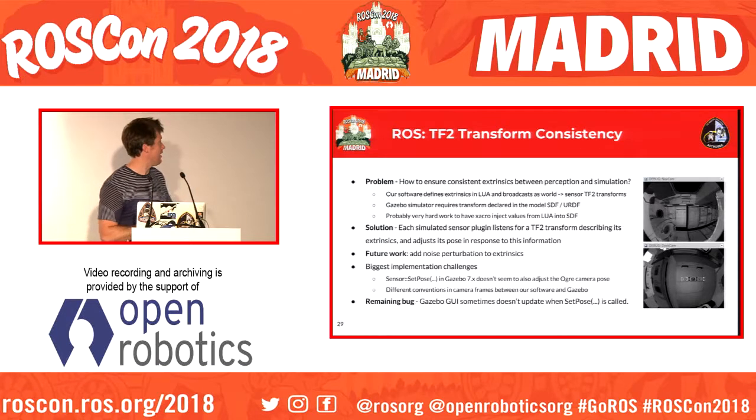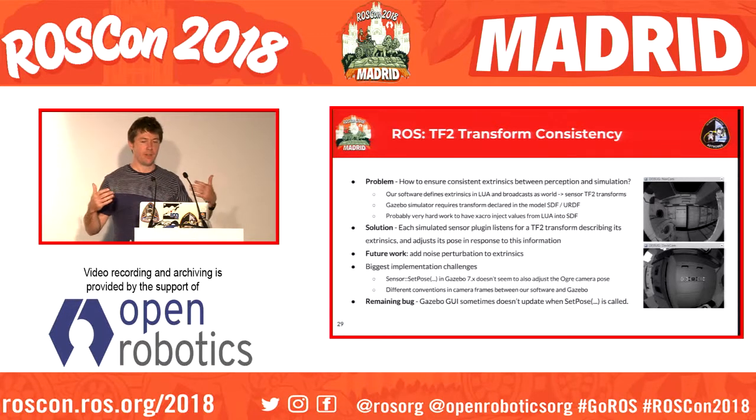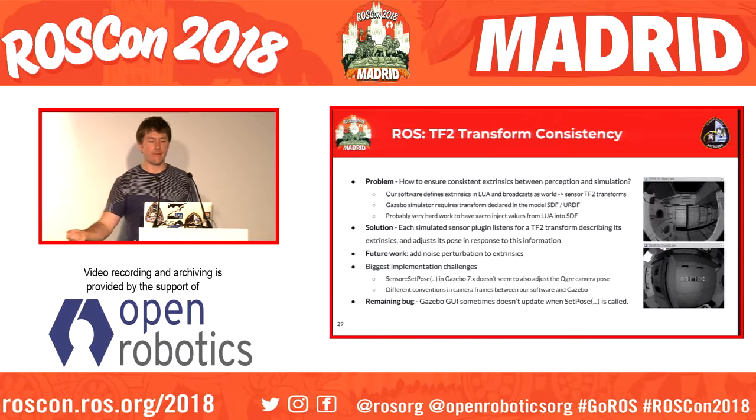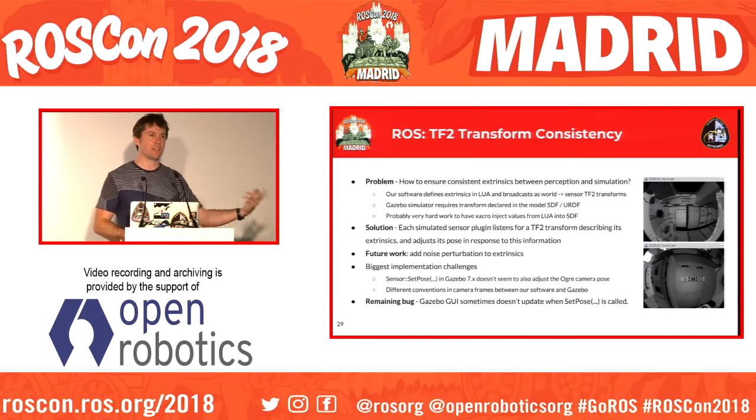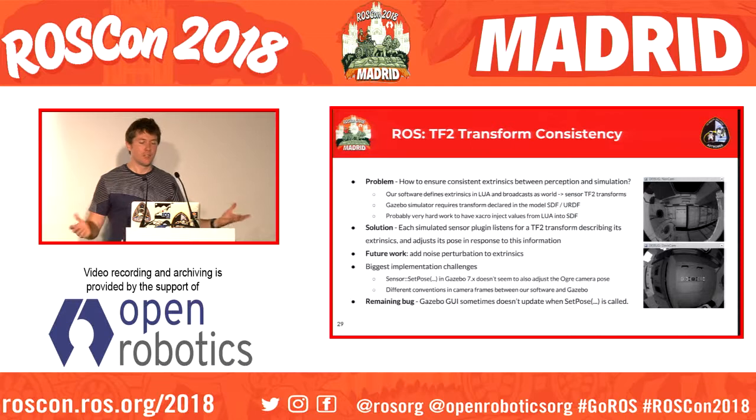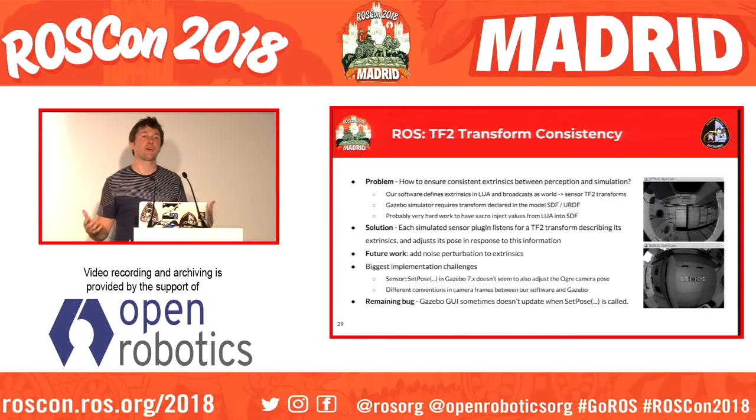And the last thing I'm going to cover is transform consistency. We don't want to have a mismatch between simulation and perception, so it's very important for there to be consistent extrinsics between the two. The problem is that Gazebo expects them in SDF, whereas we would normally express them as TF2 static transforms in flight software. So we had to find a way of syncing them, and I don't think I found a perfect way, but I would love to discuss. Anybody who's had a similar issue when having to deal with simulation, please come talk to me.